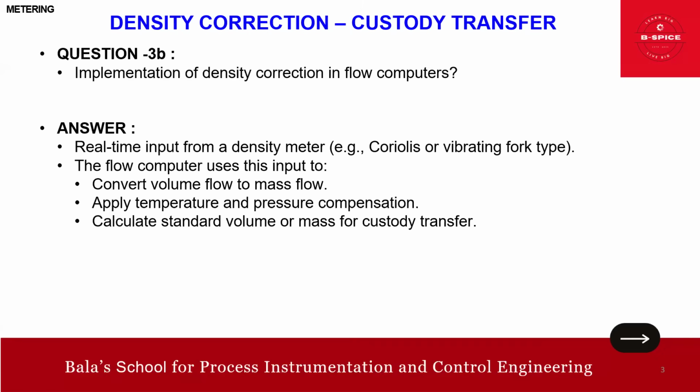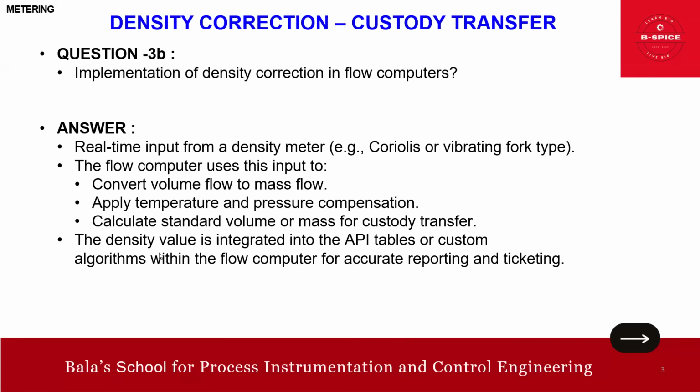So this is how we do it actually. We need to get the real time input from a density meter. Then the flow computer uses this input to convert the volume flow into mass and apply temperature and pressure compensation, and calculate the standard volume. Then this density value is integrated into the API table or custom algorithm within the flow computer for accurate reporting and ticketing. This is additional info. So this is how we do the density correction in a flow meter. You got it, friends?